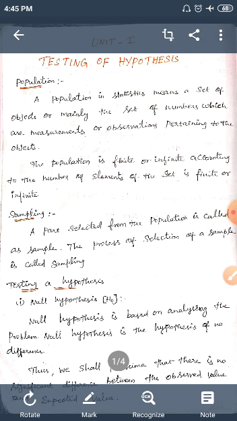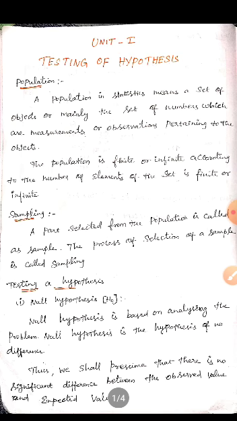Then going to the testing of hypothesis. What is testing of hypothesis? There are two types of hypothesis. The first one is the null hypothesis, denoted H naught. The null hypothesis is based on the analysis of the problem. If you analyze the problem, only then go to the hypothesis. The null hypothesis is the hypothesis of no difference. Thus we presume that there is no significant difference between the observed value and the expected value.